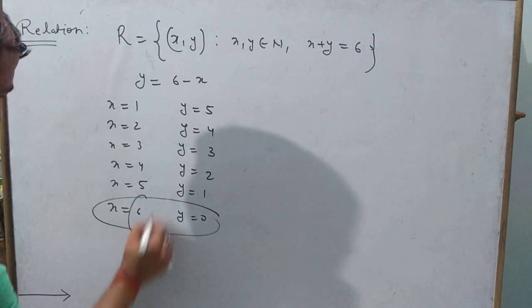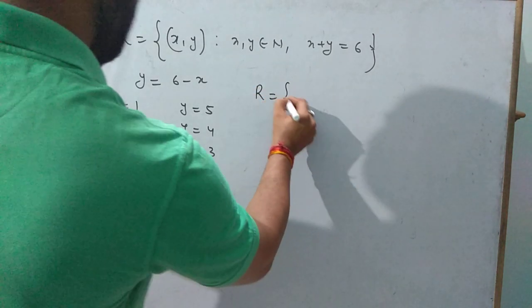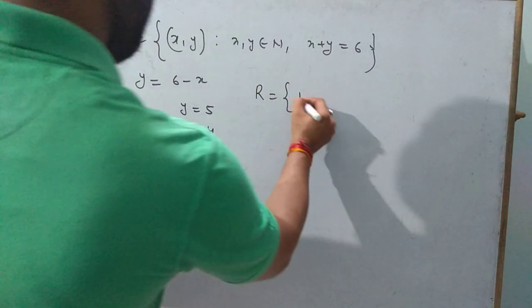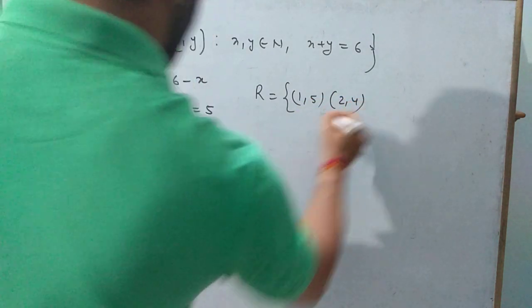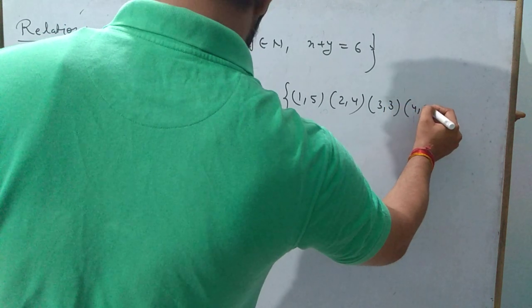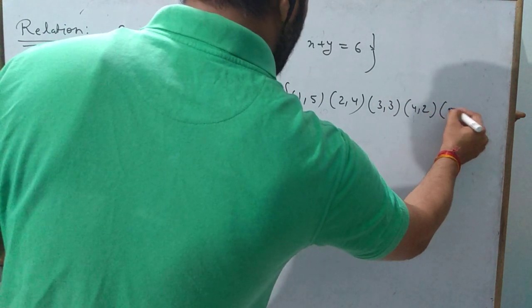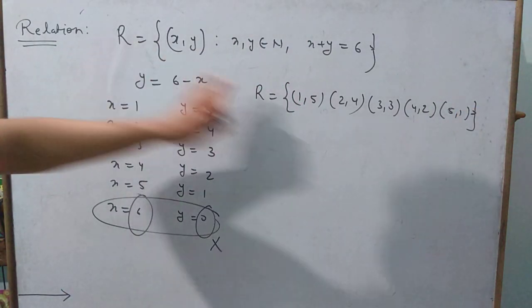But 6 is a natural number, and 0 is not a natural number. That is why we cannot take x as 6. So we can choose only these values. So the relation is written in ordered pair form: (1, 5), then (2, 4), then (3, 3), then (4, 2), then (5, 1). So this is the way we can write a relation in this form.